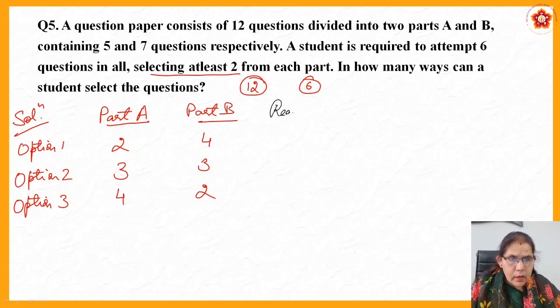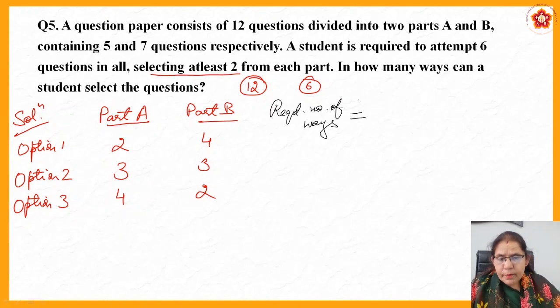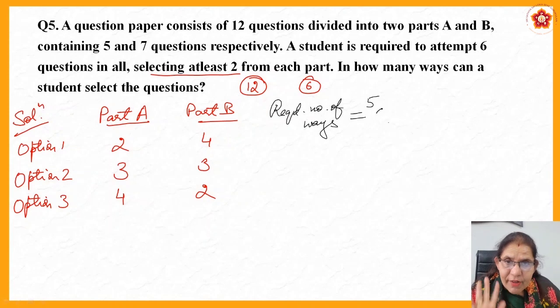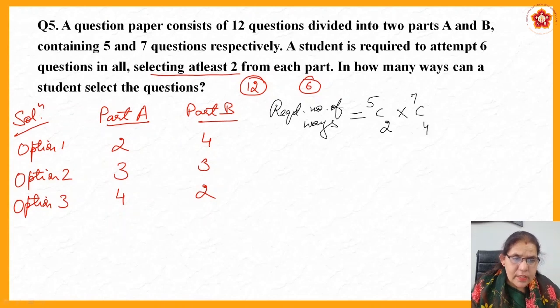Let's see. We'll write the required number of ways is equal to. Now option 1. You have selected 2 questions out of 5 questions. So we will write down 5C2. You have done 2 questions out of 5. And from part B there are total 7 questions. Out of those 7 questions you have attempted 4.